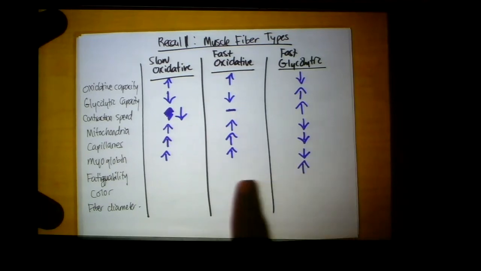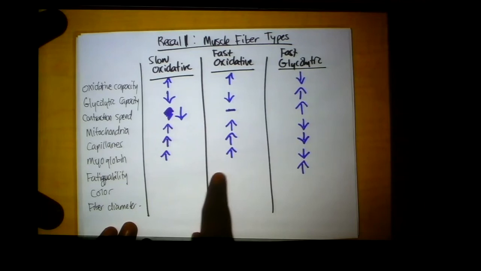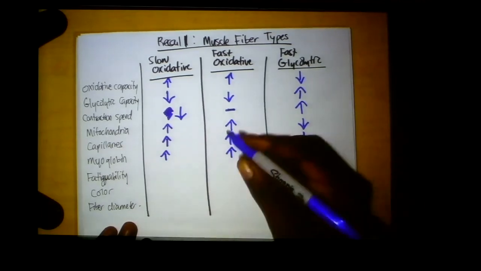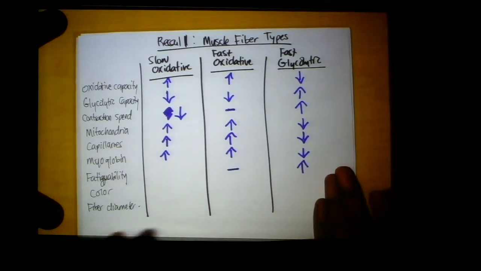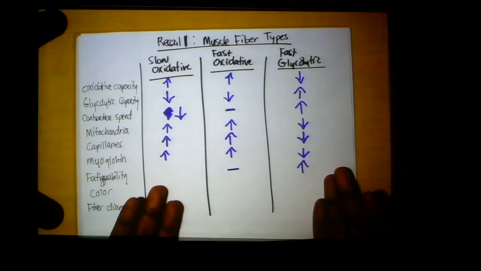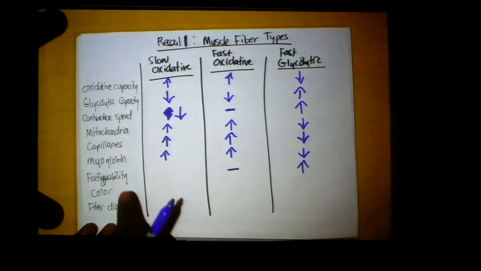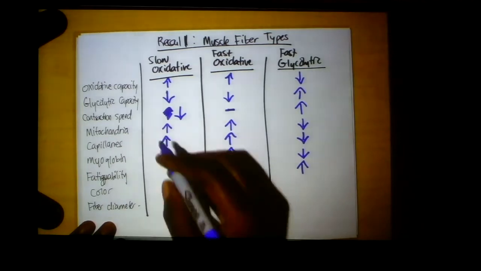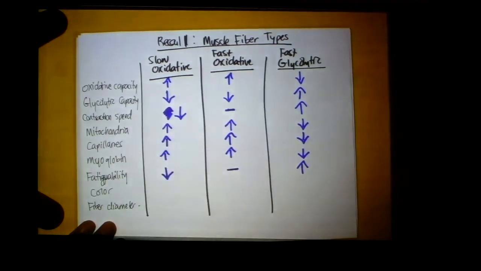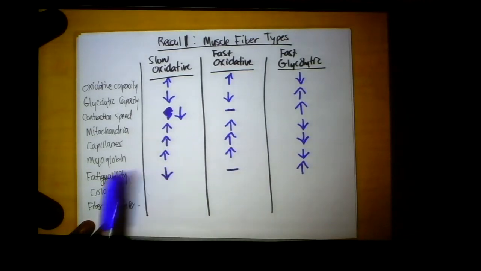All right, so let's see about the fast oxidative fibers. They're going to be sort of intermediate in their level of fatigability, right? Not as easy as fast glycolytic, but not as resistant as slow oxidative. Whereas the slow oxidative fibers are going to not fatigue as easily, okay? So we're going to have a decreased fatigability. Again, make sure you pay attention to the wording with fatigability. That can be worded two different ways.